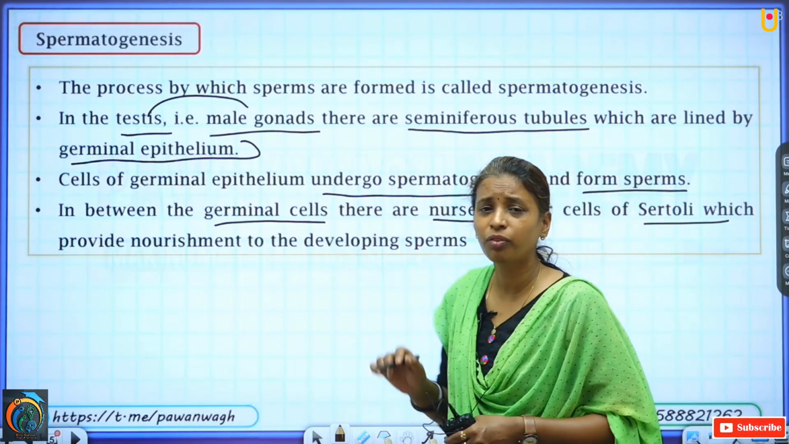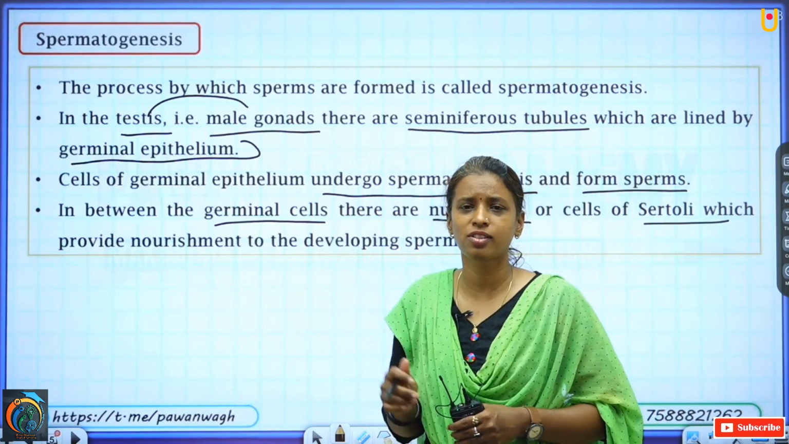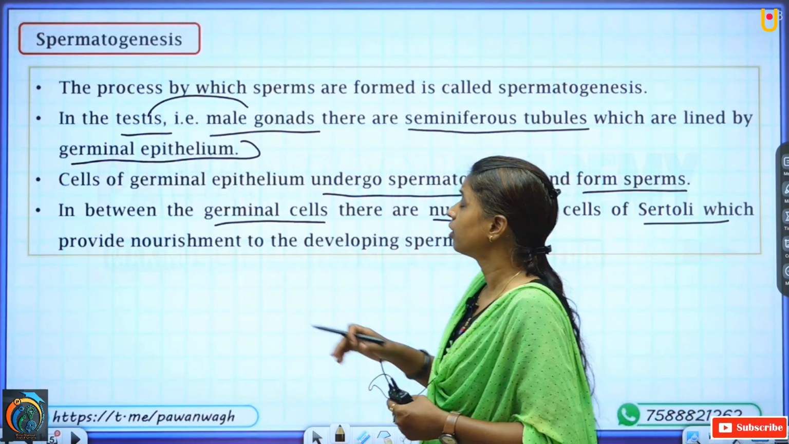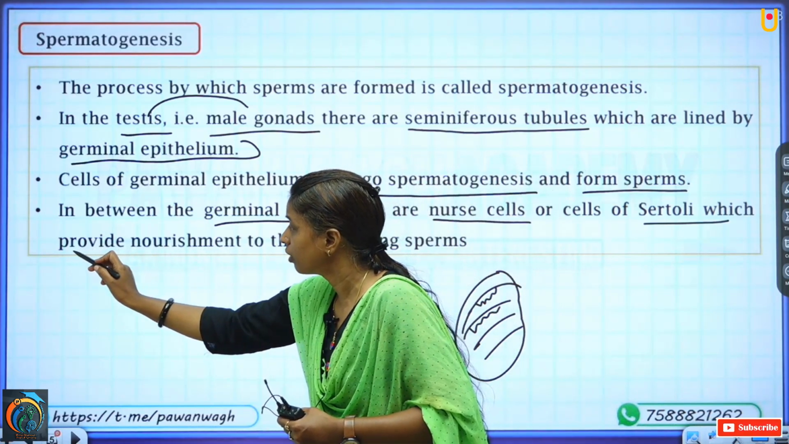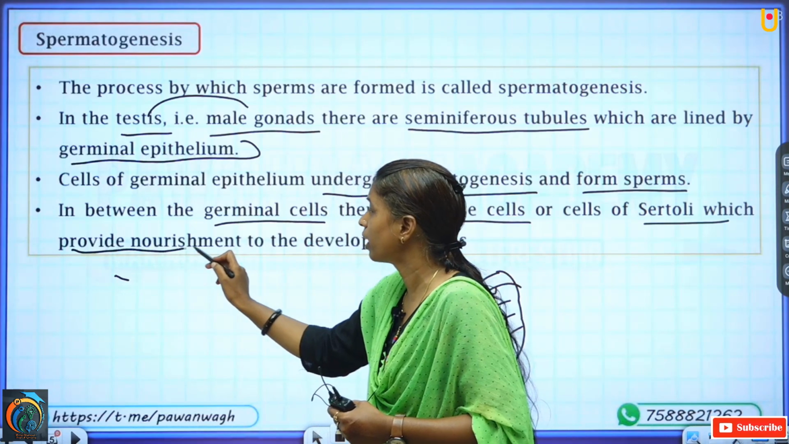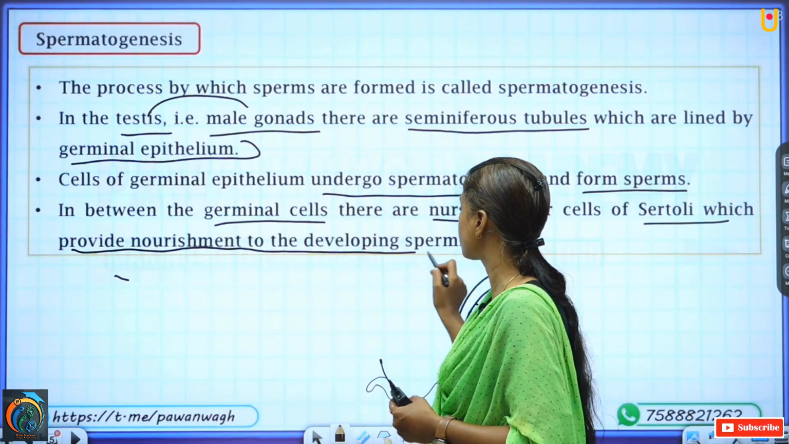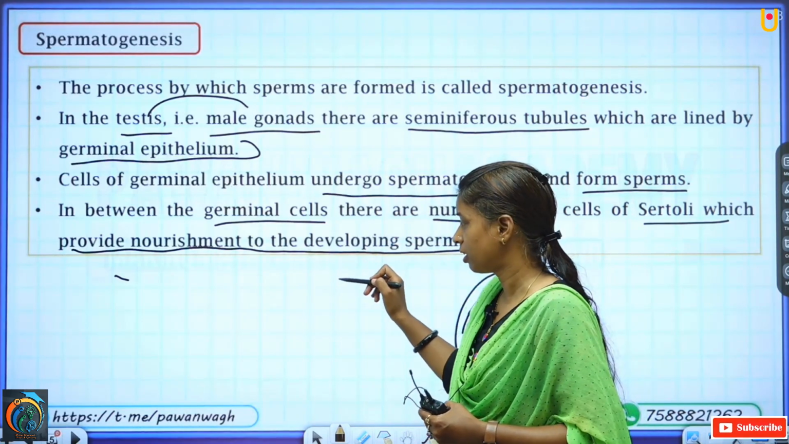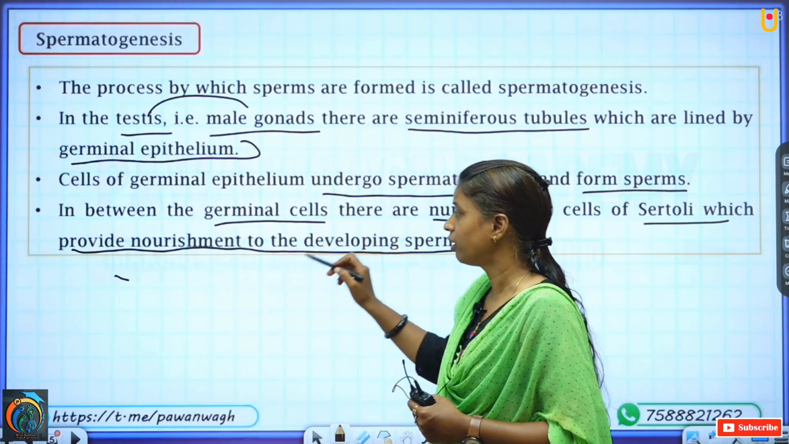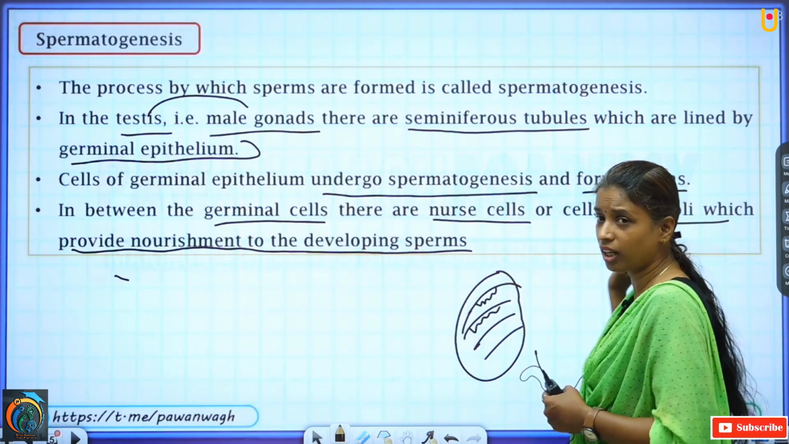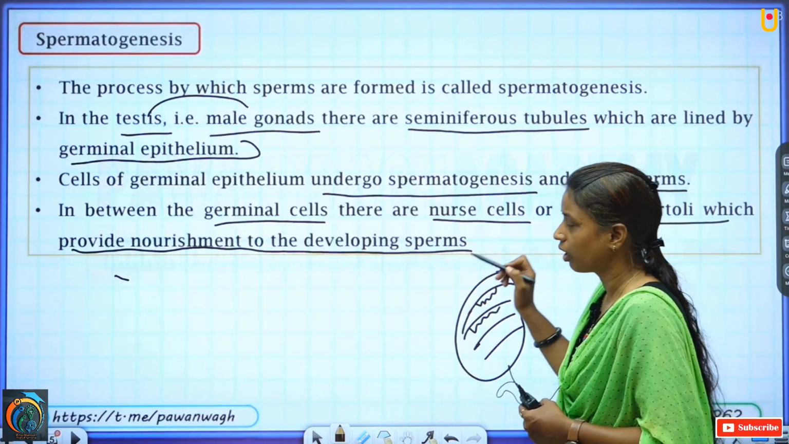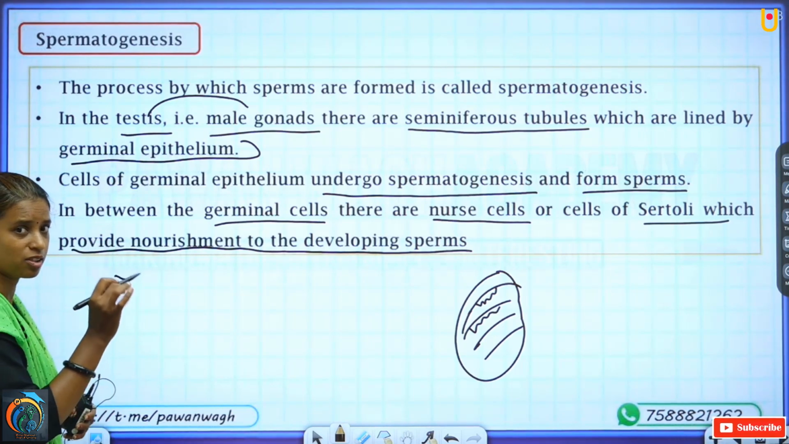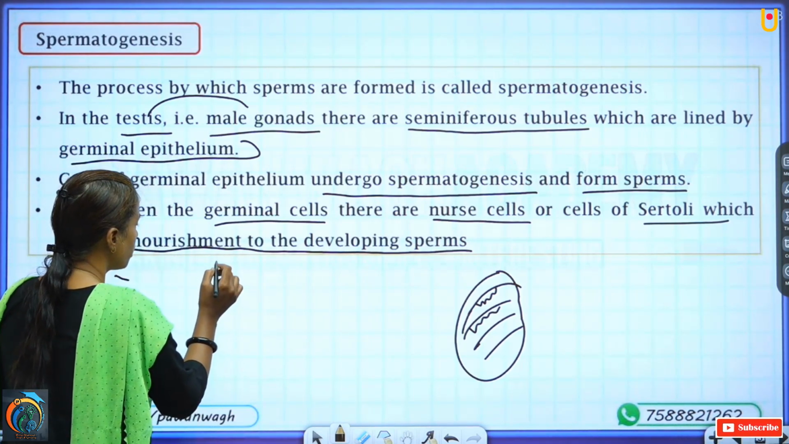And what will be the function of these Sertoli cells or nurse cells? Why are we calling them nurse cells? What are nurses providing us? These Sertoli cells are providing nourishment to the developing sperms. That's why they are known as nurse cells. They are providing nourishment, and because of that, the sperms stay alive. In this way, in this slide, the process of spermatogenesis is going on.